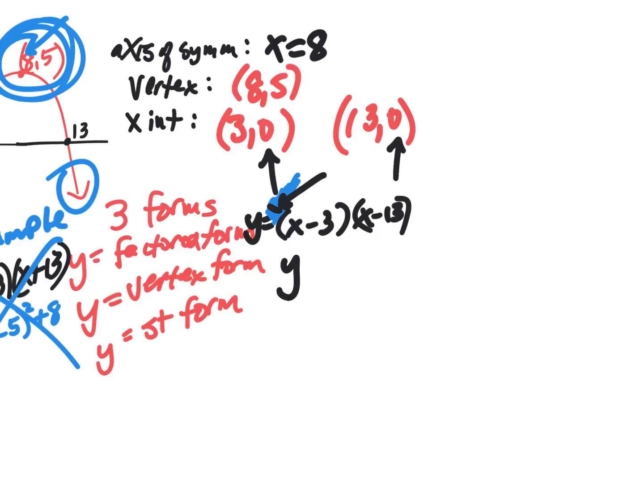Okay, vertex form. That's a big machine. Row 1, person 2. The dice like you.